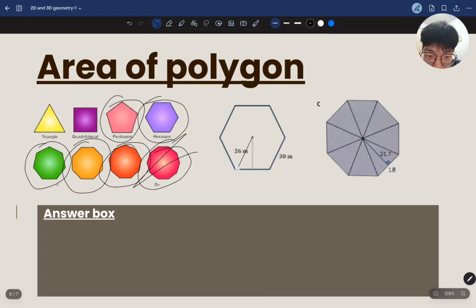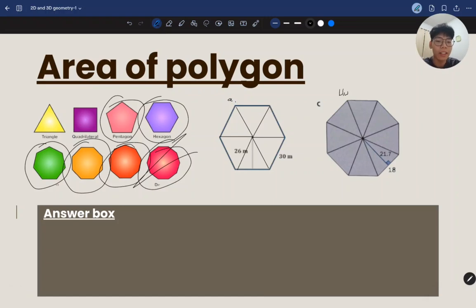Like this. Forming a triangle. Triangle. This is homework for you guys, and I'll solve this A question.